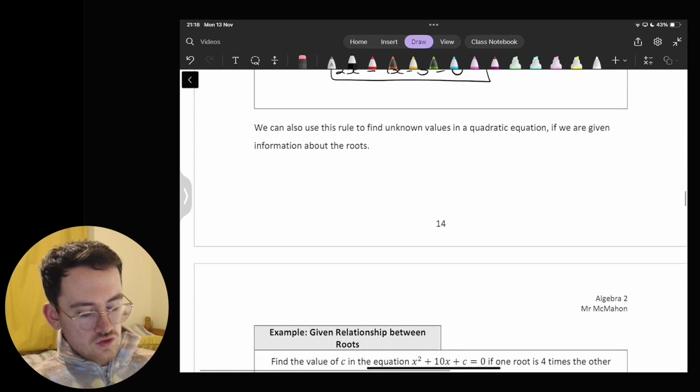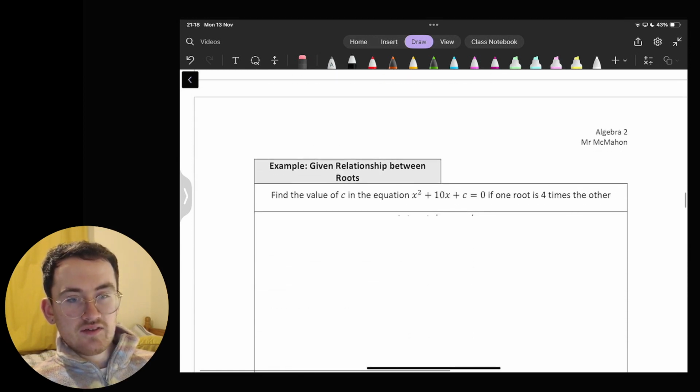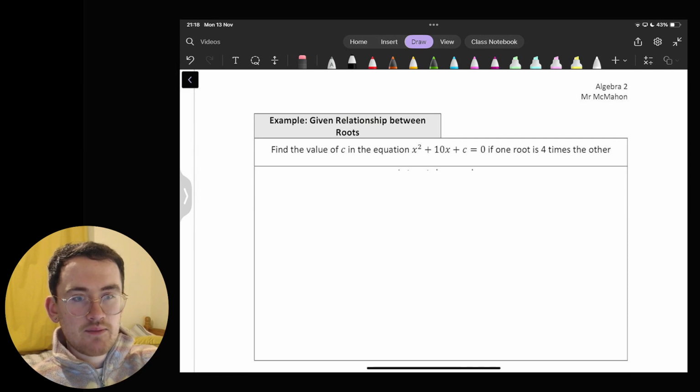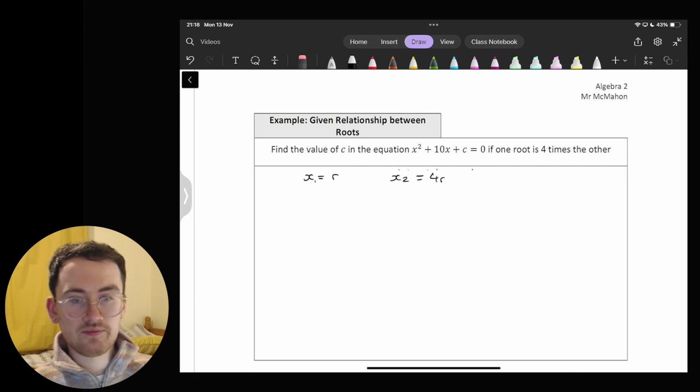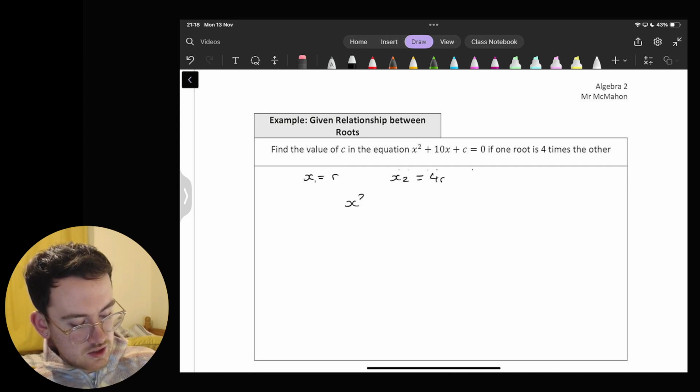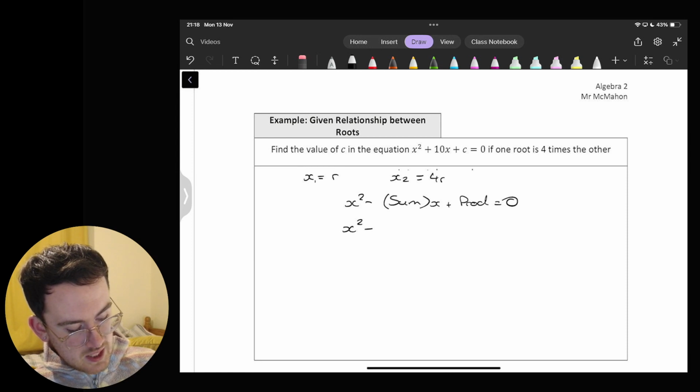We can also use this rule to find unknown values if we're given a quadratic equation. So say given this example here, we're asked to find the value of c if one root is 4 times the other. So let's let the first root x1 be r, and we'll let the second root be 4 times bigger, so 4r. Okay, the second root can be 4r. Then I'm going to use my little quick formula again, because it saves me a little bit of trouble. I'm just going to put that together. So minus the sum, so I add them together here, and here I multiply them.